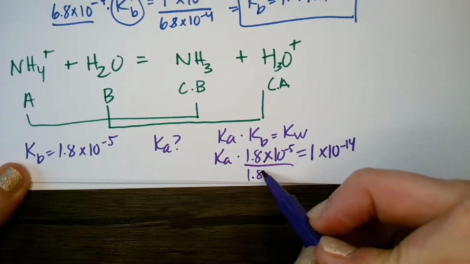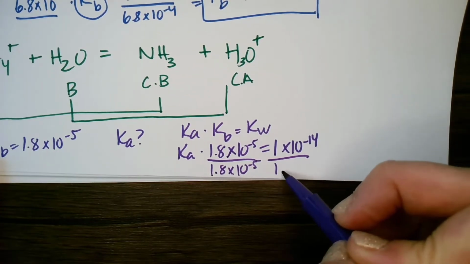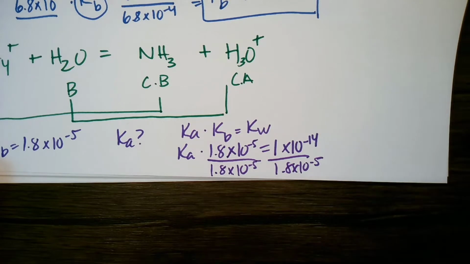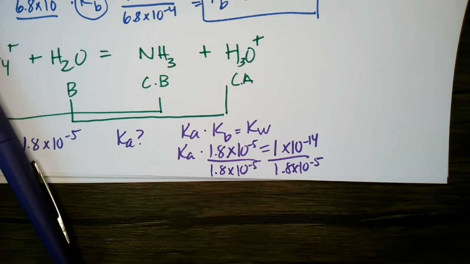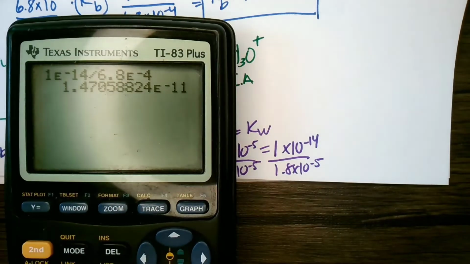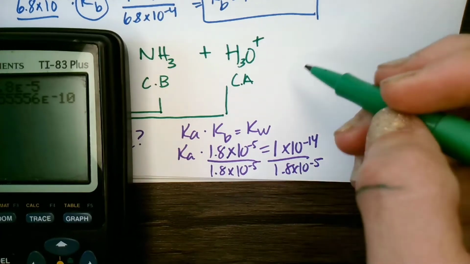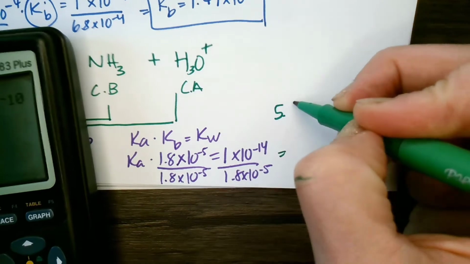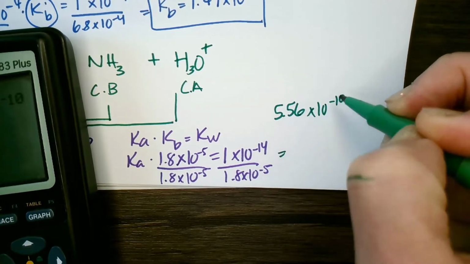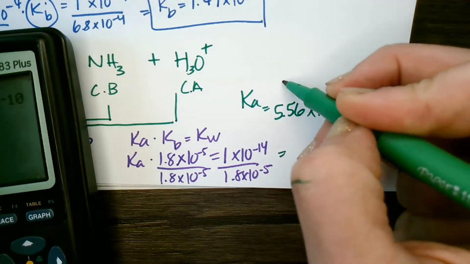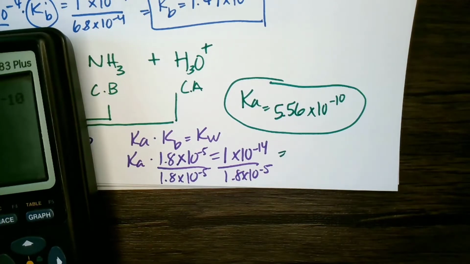So I'm going to divide both sides by 1.8 times 10 to the negative 5th. Then we should get a Ka constant of, let's do the math here, 1 times 10 to the negative 14 divided by 1.8 times 10 to the negative 5th. I should get 5.56 times 10 to the negative 10th. And this is my Ka.